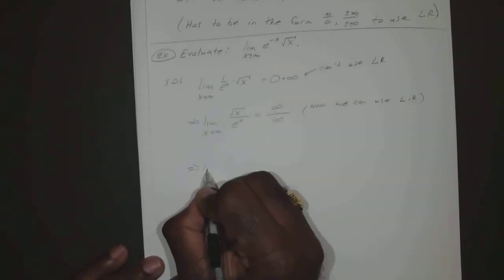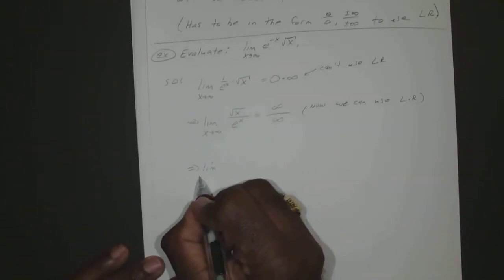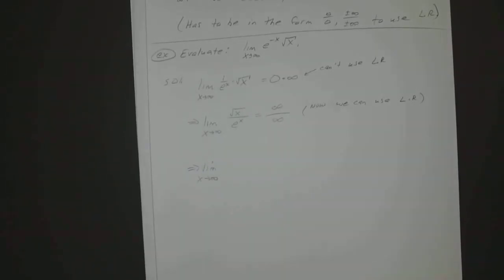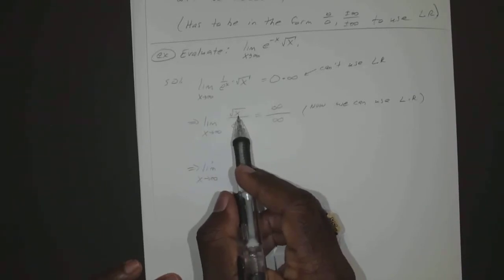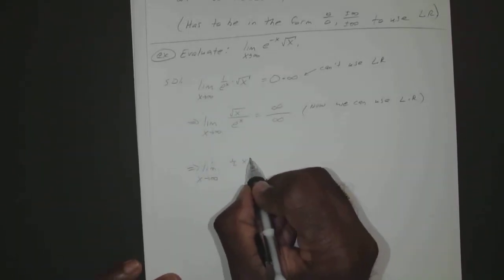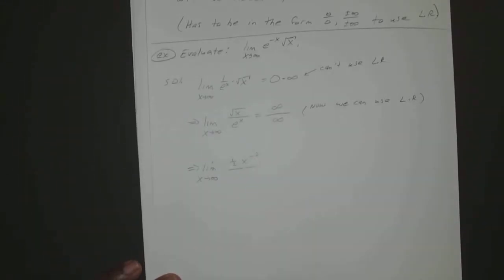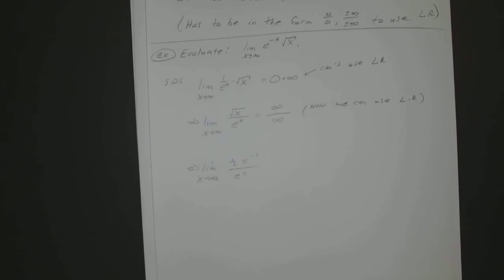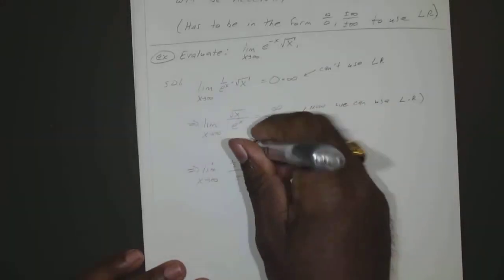Okay, so that means you have the limit as x approaches infinity of 1/2, well, square root of x is just 1/2 x to the negative 1/2 over e to the x. X is the negative 1/2, isn't it? Not negative 2. Negative 1, oh, well, I put 2 up there, negative 1/2.